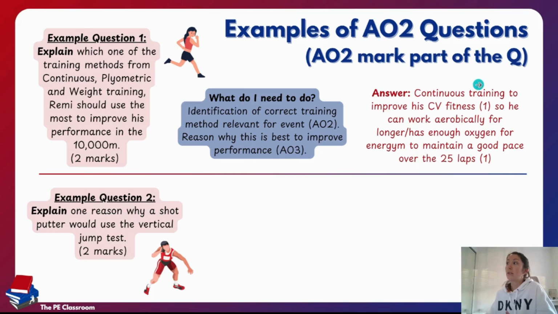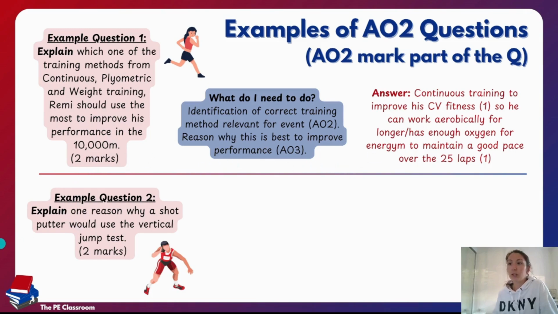So your answer could be something like, continuous training improves cardiovascular fitness so he can work aerobically for longer, or his muscles have enough oxygen to maintain his pace. So any relevance to the fact that he needs obviously good cardiovascular endurance would get you at least 1 mark.